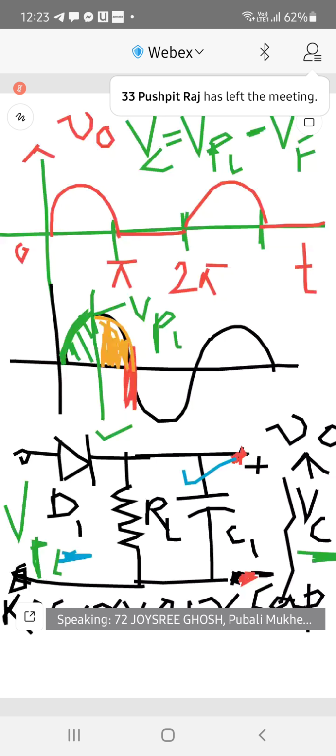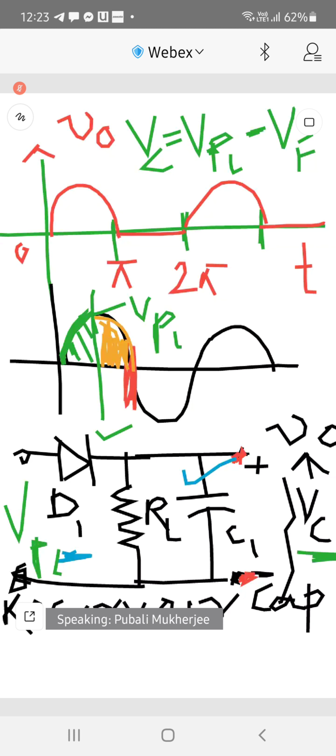Yes. There is, that means the voltage, this voltage across the diode, VPI, that was coming at the input is now decreasing. I'm discussing the region pi by 2 to pi. Okay? This is pi by 2.